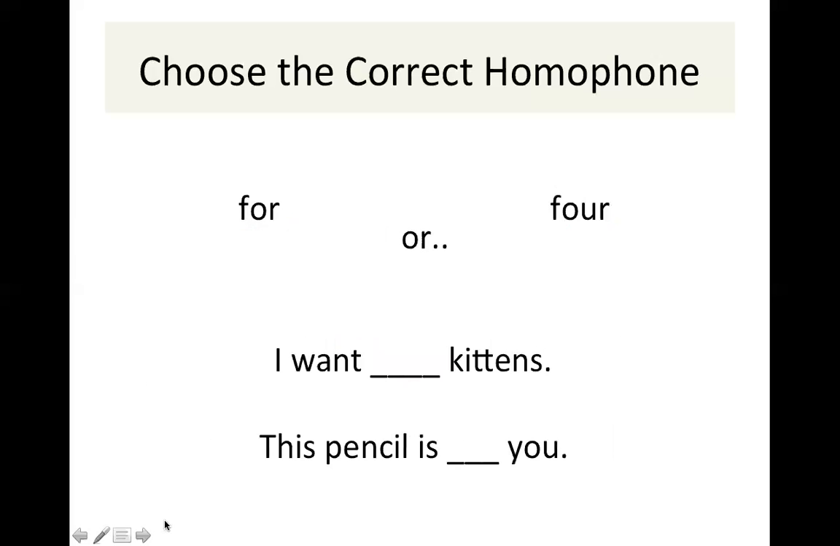All right, let's look at another set of homophones and see if we can identify the correct homophone word that goes with the correct context of the sentence. So, I want blank kittens. Do I want for, F-O-R, or do I want F-O-U-R, four? Right, I want four, F-O-U-R. I want four kittens.